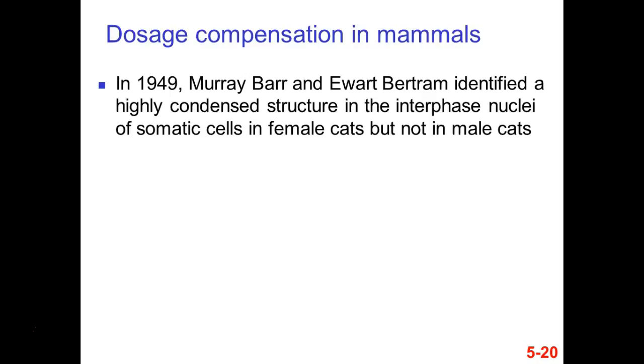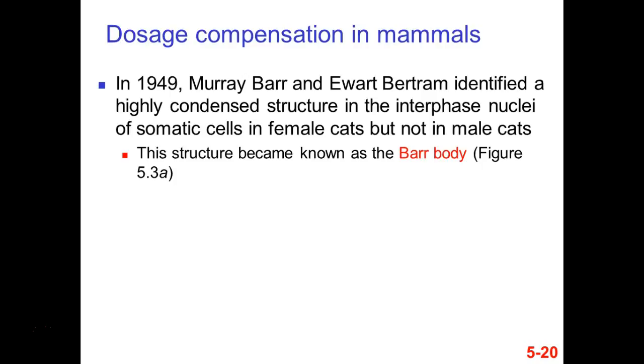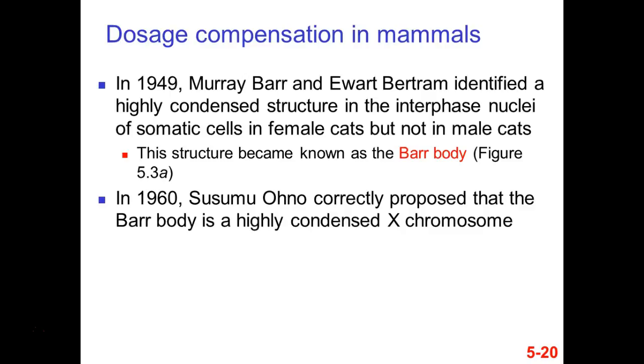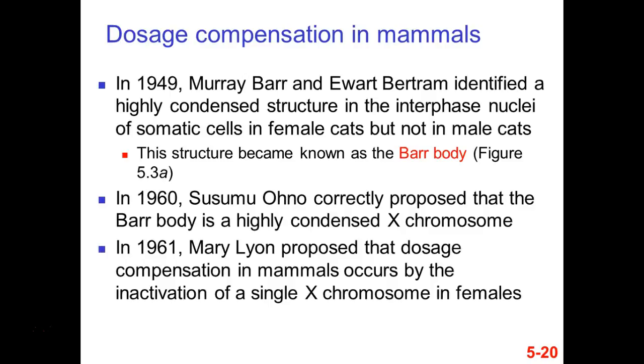So what's the major difference between males versus females? We have an extra X. We have two X's. They have an X and a Y. So this structure is now known today as the Barr body, but what it actually is, is one of the X chromosomes condensed and inactivated and not used by the somatic cell.